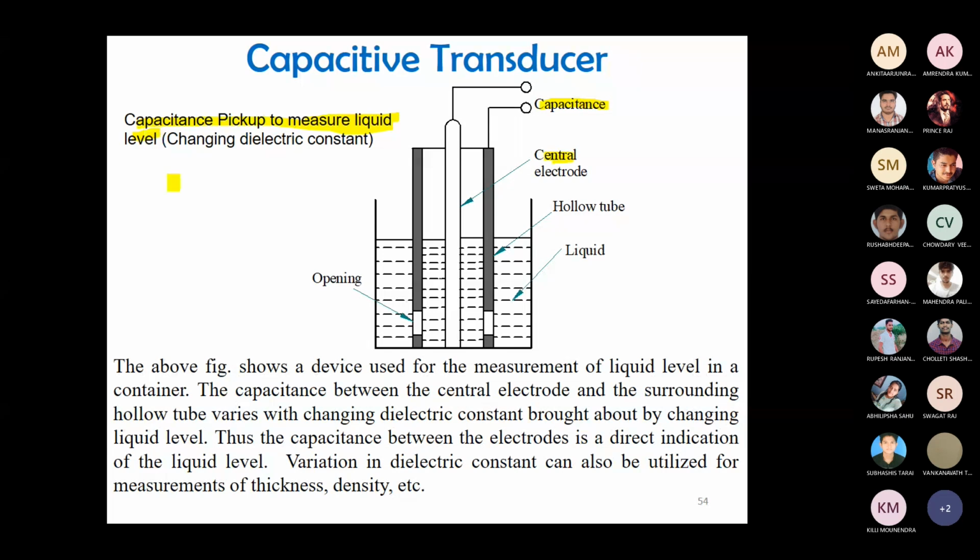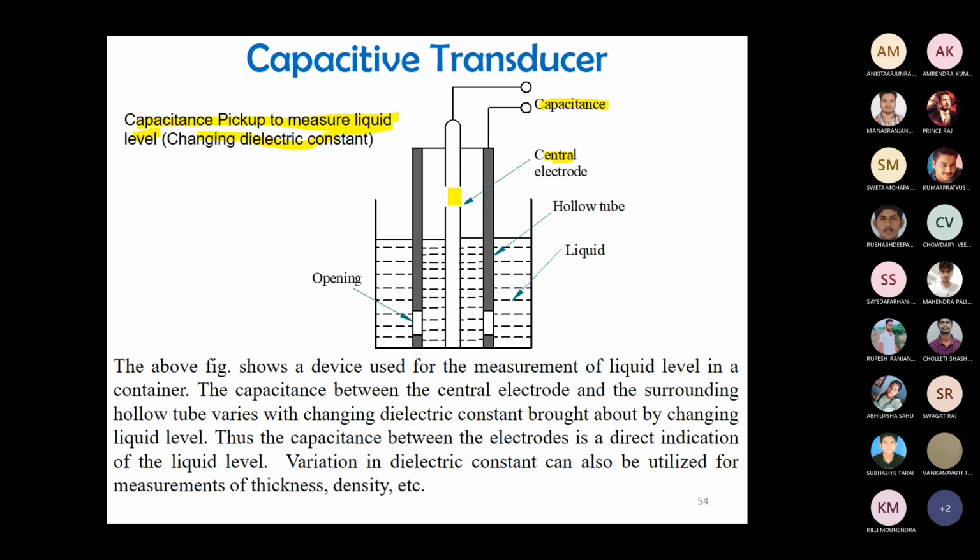The liquid level you are able to measure. So, changing the dielectric constant, how? Basically, changing of the dielectric constant. Suppose there is air in between, and there is the liquid. If the level of the liquid changes, then definitely those values are changing.